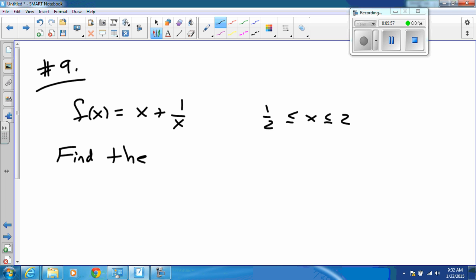It says, so for exercises 9 and 10, the interval a is less than or equal to x, which is less than or equal to b, is given. Let A equal the point a comma f of a and B equal the point b comma f of b. And then write an equation for (a) the secant line AB, and (b) the tangent line to f on the interval a comma b that is parallel to AB.